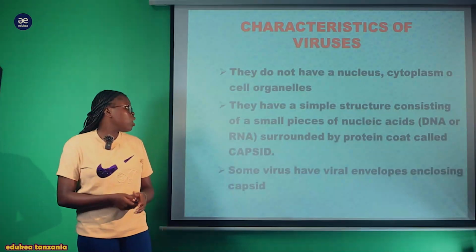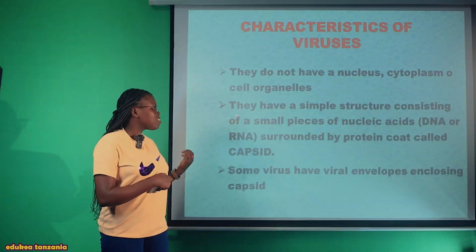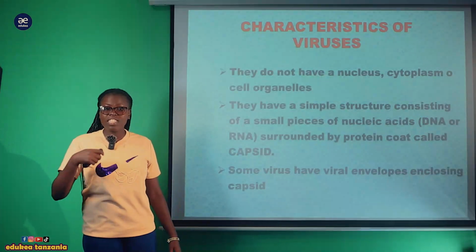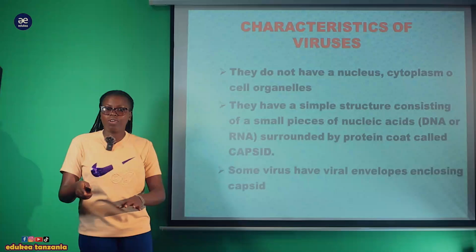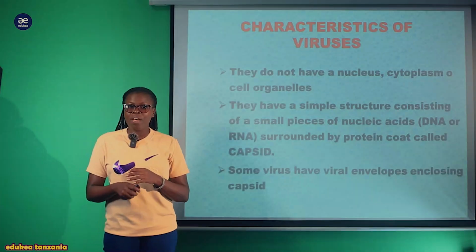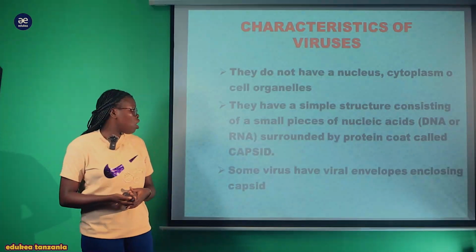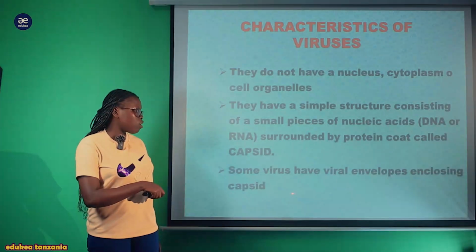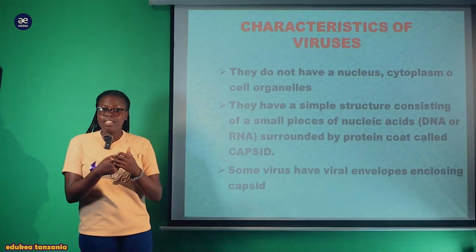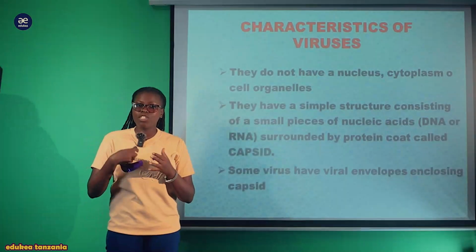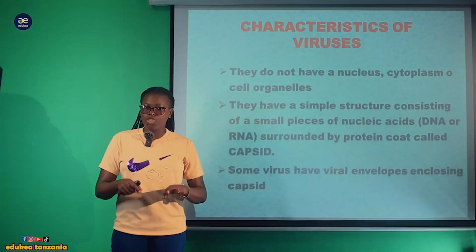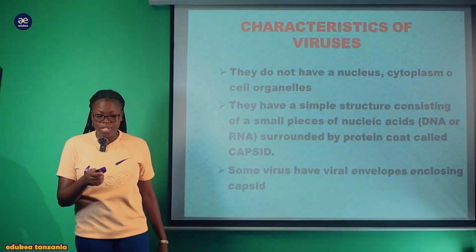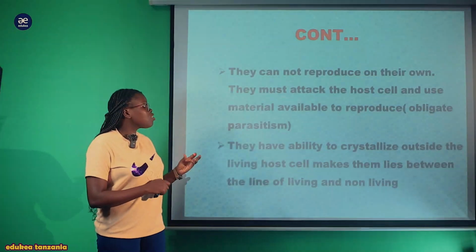Also, they have a simple structure consisting of a small piece of nucleic acid. That's why we see they are small fragments of nucleic acid surrounded by the protein coat, which is the capsid. Also, some viruses have a viral envelope enclosing the capsid, meaning that this viral envelope functions as a membrane to maintain the shape of that particular virus. So just for protection. Also, they cannot reproduce on their own.